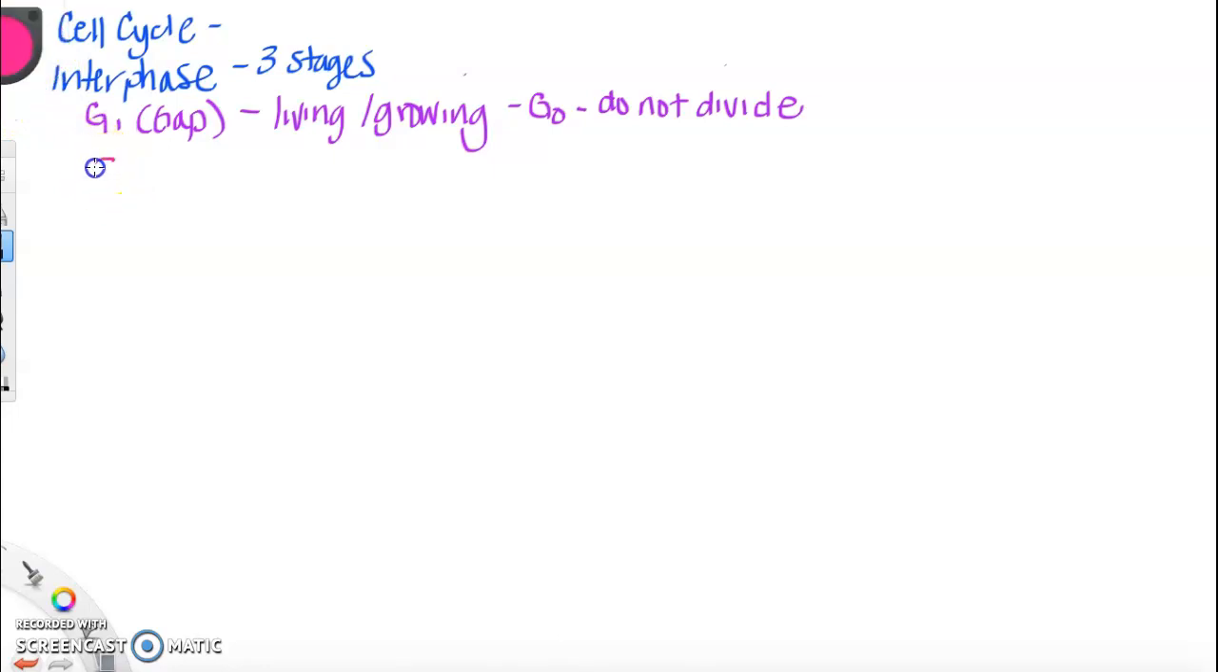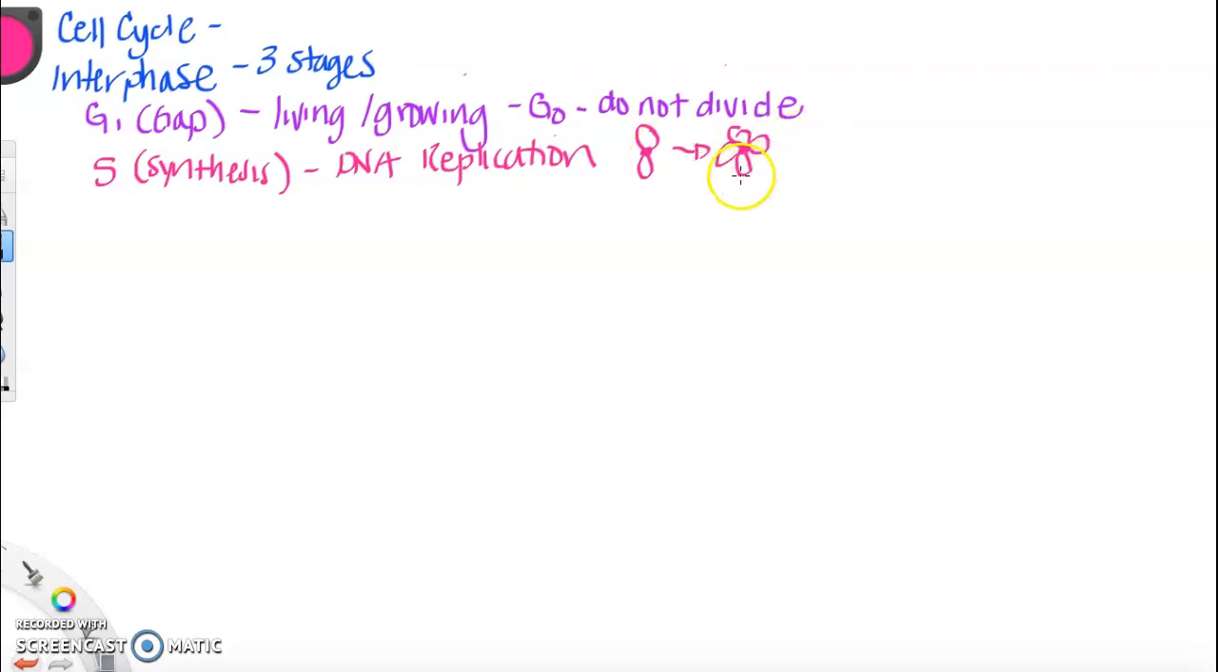The next part of this is the S phase, or synthesis phase. And this is where we'd have DNA replication occur. So we've got our little chromosomes, and they become sister chromatids together. So they go from that to that.